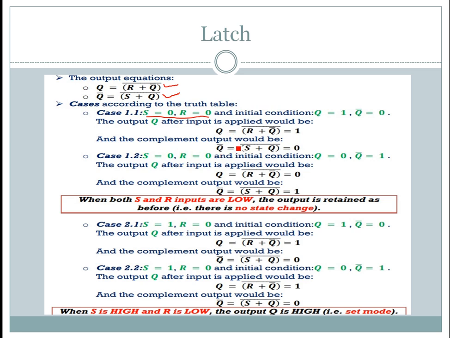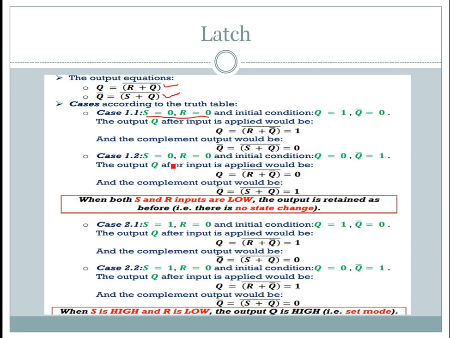And the complement output would be Q bar equal to (S plus Q) whole bar. So the S value is 0 and the Q value is 1. So 0 plus 1 is 1, and 1 whole bar is 0. That means the next state values are 1 and 0.